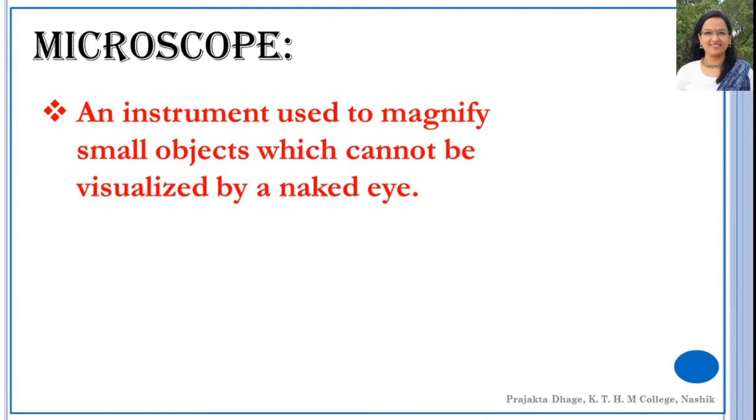It is an instrument used to magnify small objects which cannot be visualized by the naked eye. Supposing there is a very small organism, let's say a paramecium. Now paramecium is not visible to the naked eye. So how can we visualize it? We can use a microscope, so that when we see through the microscope, we get a magnified, enlarged picture of this particular paramecium, and we will be able to understand its structure.